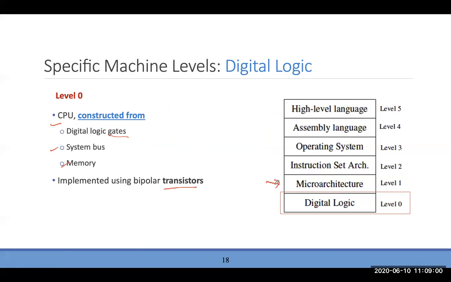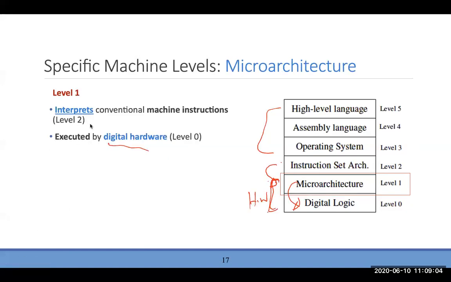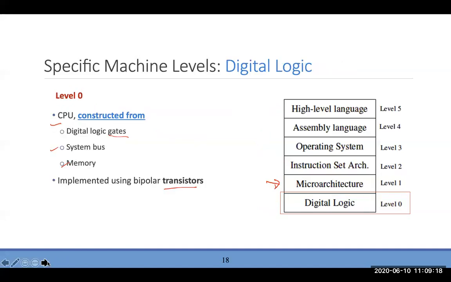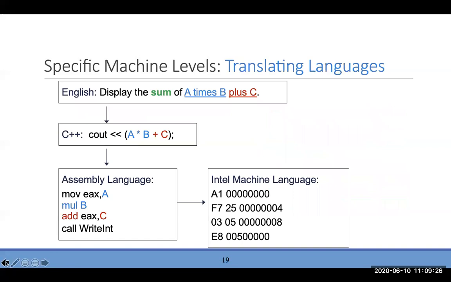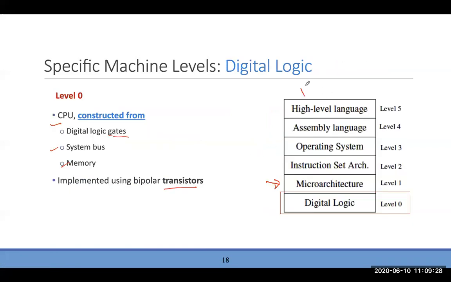So the microarchitecture right here, as I said, is the one that takes the pure software instructions and maps them to the underlying digital logic, which is what we call the hardware components, like the CPU, the memory, the system bus, and so on and so forth. So this is mainly the idea of the virtual machine.